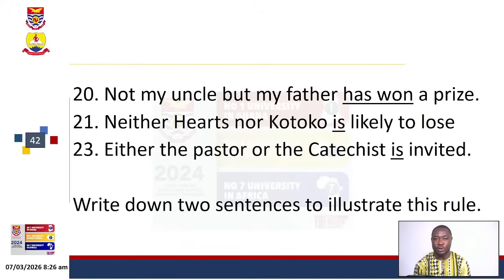Neither Hearts nor Kotoko is likely to lose. That means they will draw. Neither nor is. That is the rule.